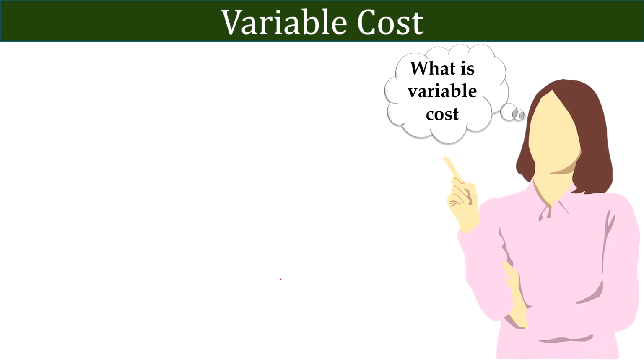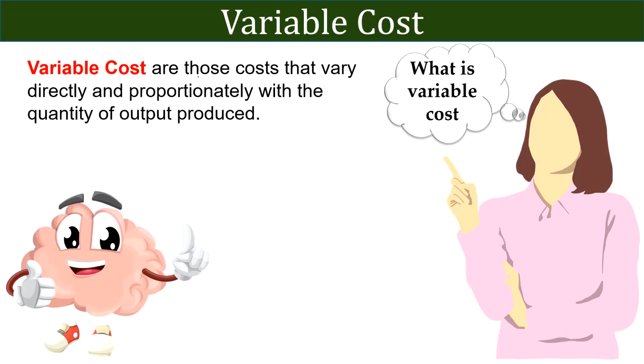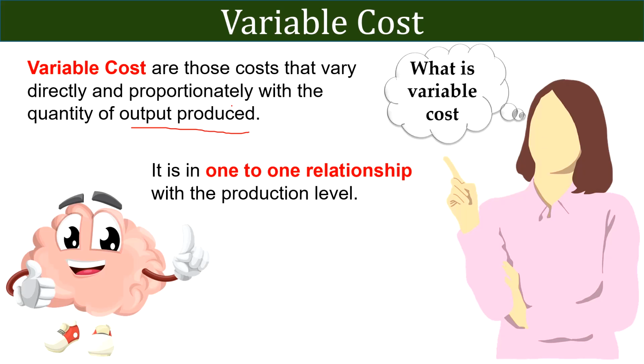What is variable cost? Variable costs are those costs that vary directly and proportionately with the quantity of output produced. That is, as the activity level increases, so does the total variable cost and vice versa. However, variable cost per unit remains fixed. This is because it is the cost of elements which is directly affected by the change in the production volume. So we can say that variable cost follows the activity level. Hence, it is in a one-to-one relationship with the production level.